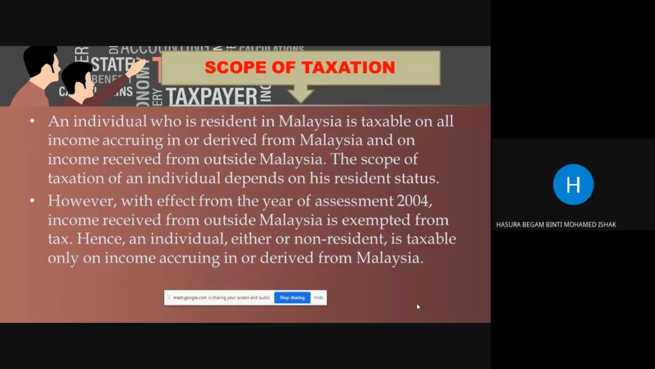An individual who is resident in Malaysia is taxable on all income accruing in or derived from Malaysia and on income received from outside Malaysia. The scope of taxation of an individual depends on his resident status. However, with effect from the year of assessment 2004, income received from outside Malaysia is exempted from tax. Hence, an individual, either resident or non-resident, is taxable only on income accruing in or derived from Malaysia.